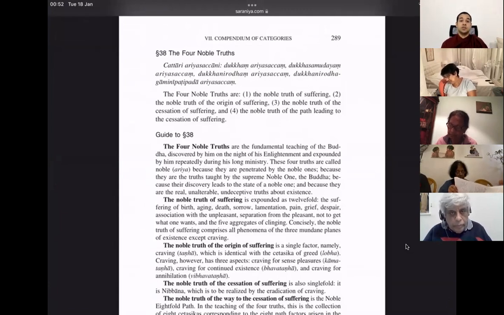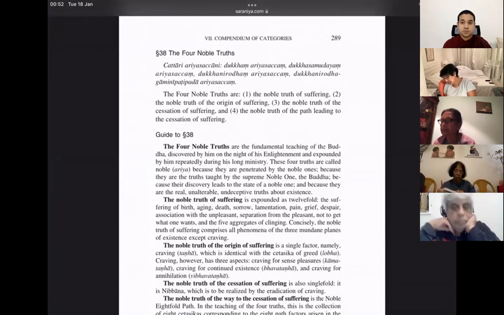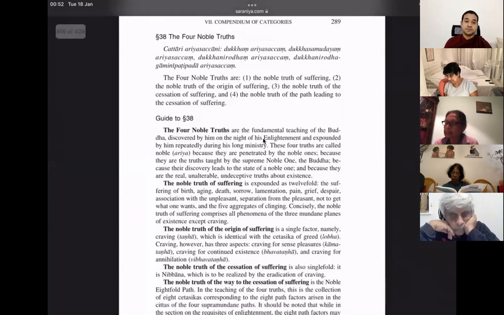The 4 noble truths are: the noble truth of suffering, the noble truth of the origin of suffering, the noble truth of the cessation of suffering, and the noble truth of the path leading to the cessation of suffering.